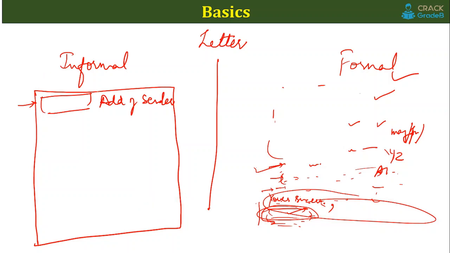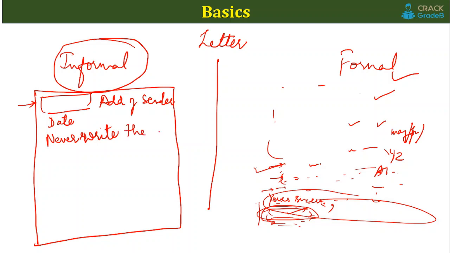So the address of the sender will be there, and after that the date will be there. But in informal letters, you never write the address of the receiver. Remember that. Never write the address of the receiver. It's a very important piece of information, because in informal letters, you are not required to write the address of the receiver at all.